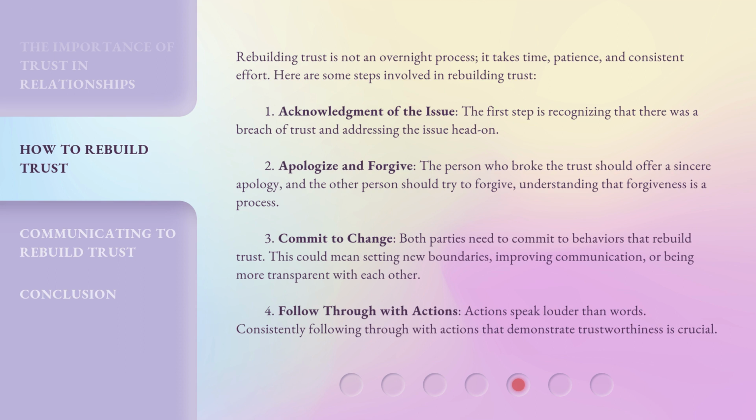2. Apologize and forgive. The person who broke the trust should offer a sincere apology, and the other person should try to forgive, understanding that forgiveness is a process. 3. Commit to change. Both parties need to commit to behaviors that rebuild trust. This could mean setting new boundaries, improving communication, or being more transparent with each other.